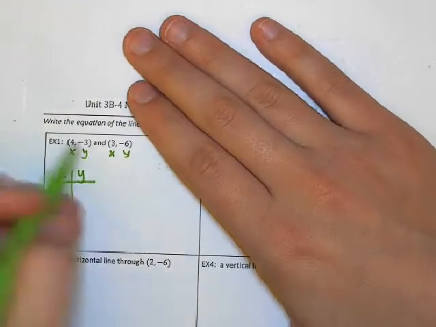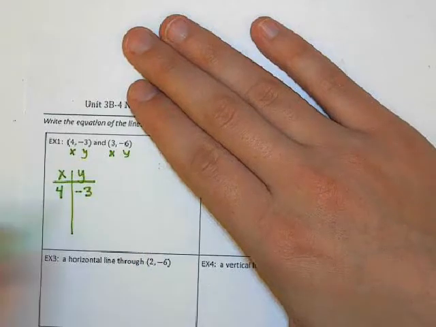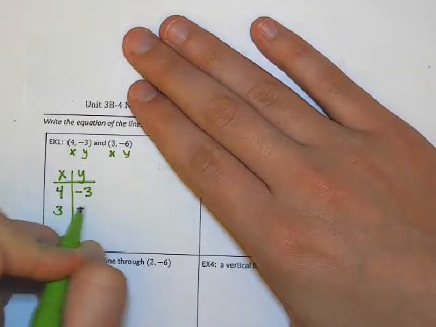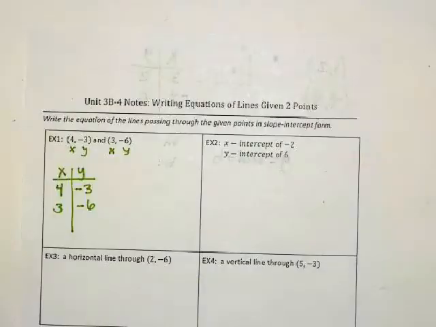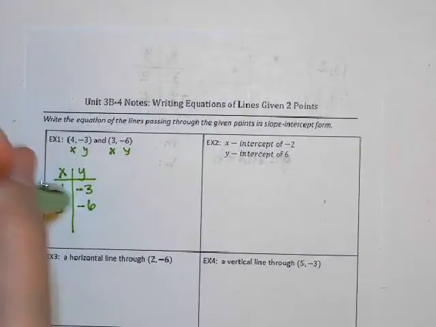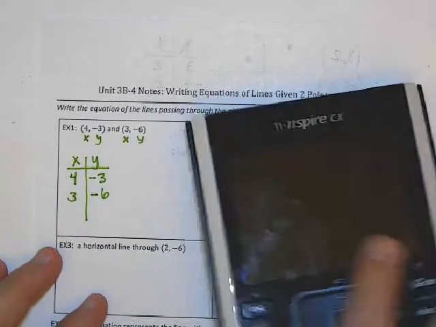All right, so let's write our first point. My first x is 4. My first y is -3. Then I've got 3 and -6. Okay, so I go from table to equation. We're going to do that in list and spreadsheet. So make sure you're plugging this in with me.